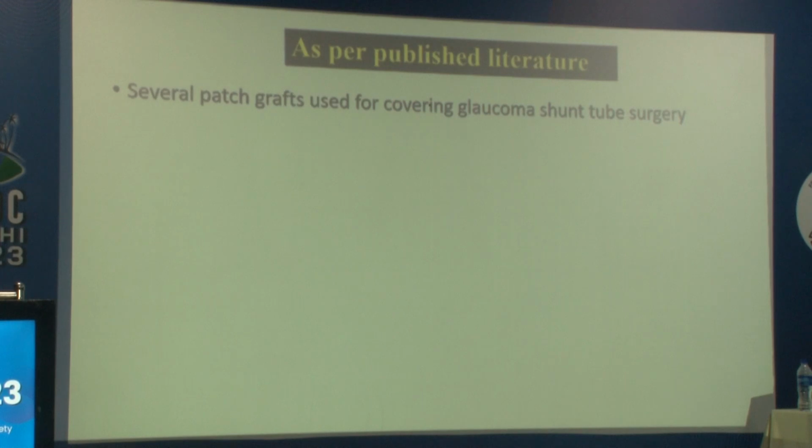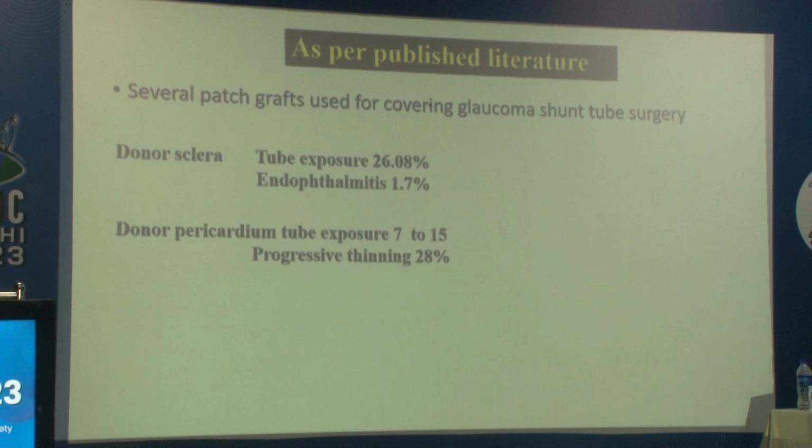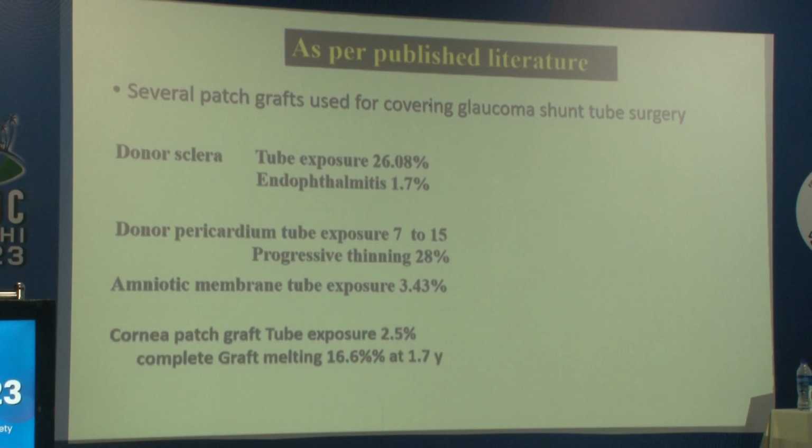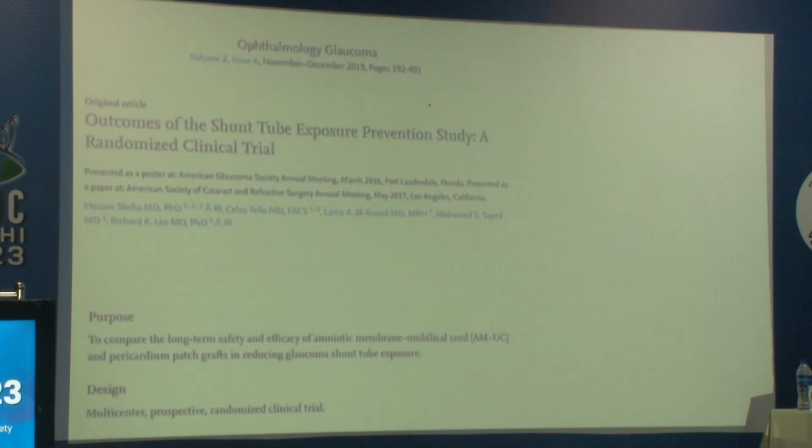As per the published literature, for the several patch grafts used for covering the glaucoma shunt tube: donor sclera tube exposure is 26.8% in 2 years, and endophthalmitis is 1.7%; donor pericardium tube exposure is 7 to 15%, and progressive thinning 28%; amniotic membrane tube exposure 3.43%; and corneal patch graft tube exposure 2.5%. So with the AMUC patch graft, the tube erosion is 2% and endophthalmitis is nil.